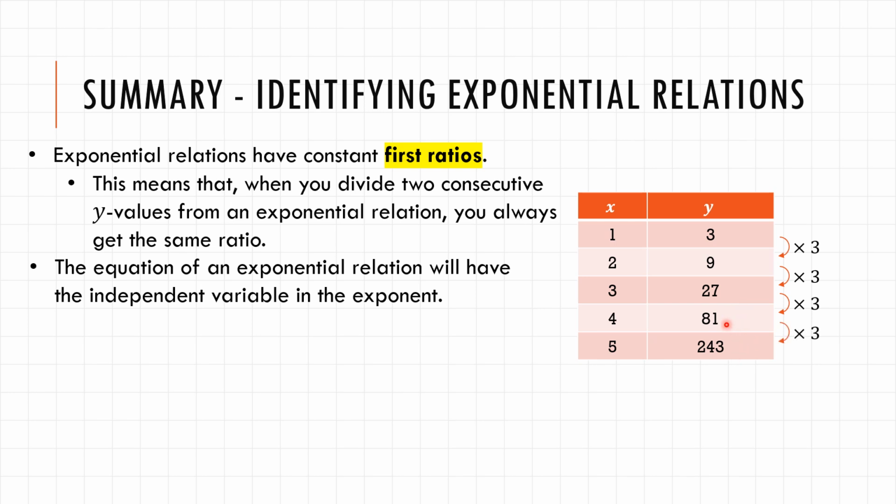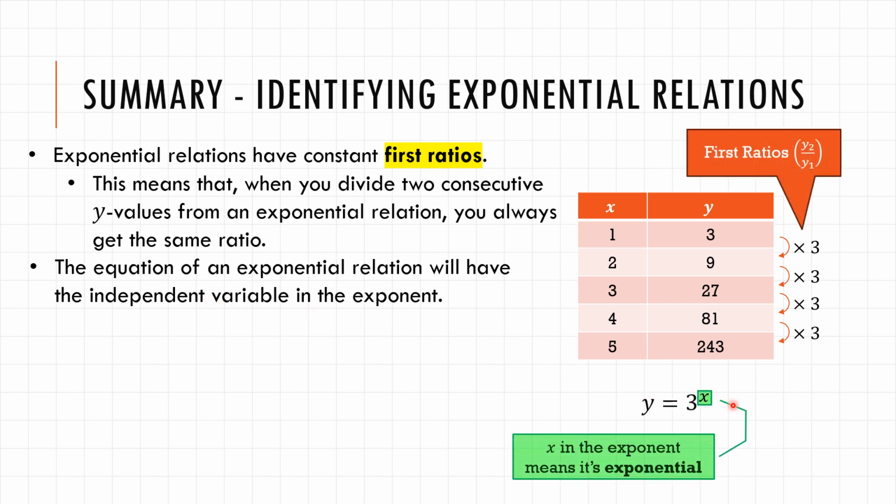81 is 3. If you're looking at the equation of an exponential relation, then the variable will always be in the exponent. The independent variable, which is usually x, is in the exponent, not in the base. That's what makes it an exponential relationship.